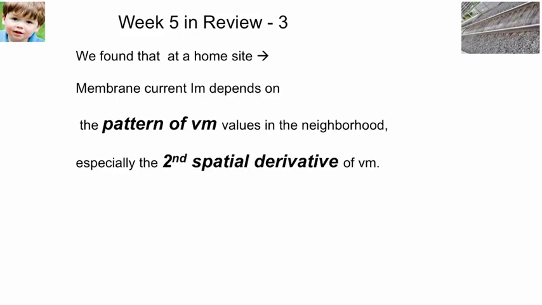What we found was that at a home site, that is to say any particular site on the fiber, the membrane current depends on the pattern of VM in that neighborhood, that is to say all around our site. And especially it depends on the second spatial derivative of VM, a fact that seemed obvious in retrospect, but was by no means obvious before we did the derivation.